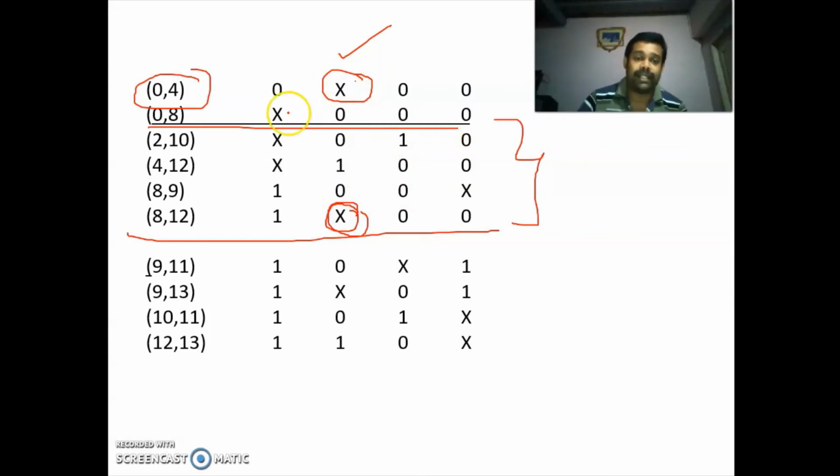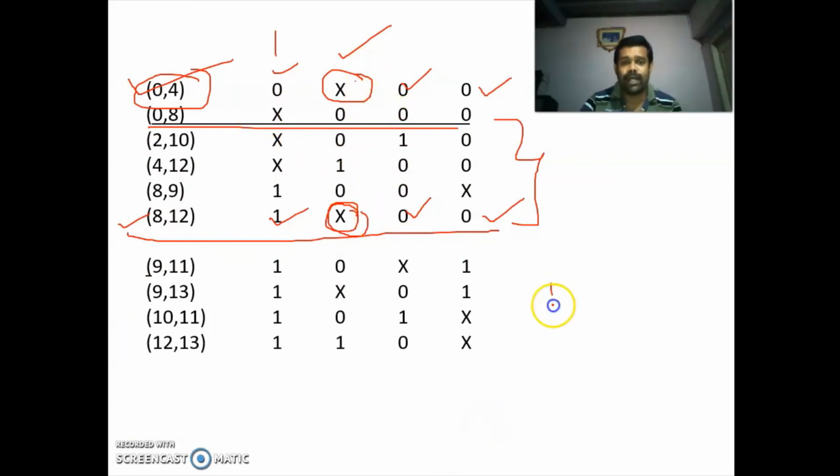Now we have to check whether these two, that is 0, 4 and 8, 12, are differing by only one bit. Here you are having 0, here you are having 1. So one bit variation. Here you are having 0, here 0. Same. Now 0, 4 and 8, 12 are differing only by one bit. And the expression is 1, here it is varying 0, 4. So it is x, x, 0, 0.